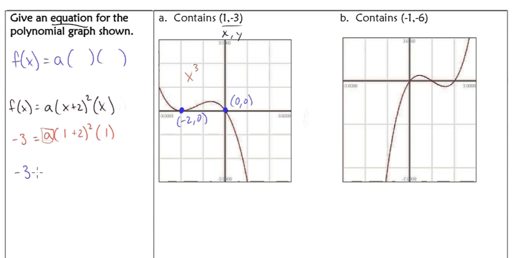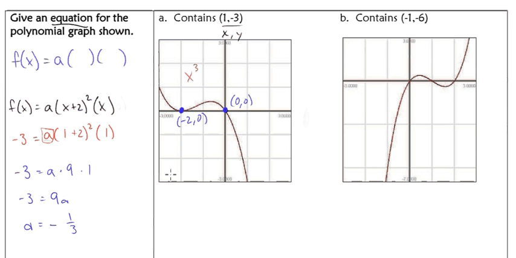So -3 equals a times, well, 1 plus 2 is 3, and 3 squared is 9, times 1. And sorry, my a and my 9 look a little bit similar, but that's going to end up giving us -3 equals 9a. Divide each side by 9, and a is going to be equal to -1/3. And that makes sense, because we said that it would have to be a negative a value since it's starting positive and ending negative.